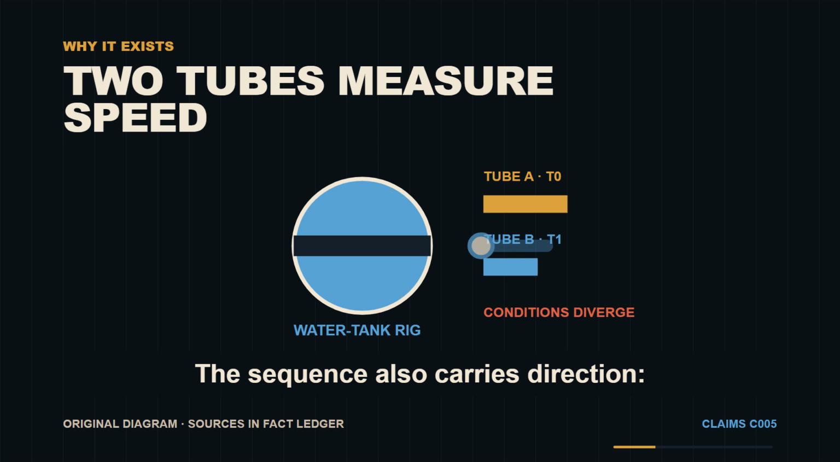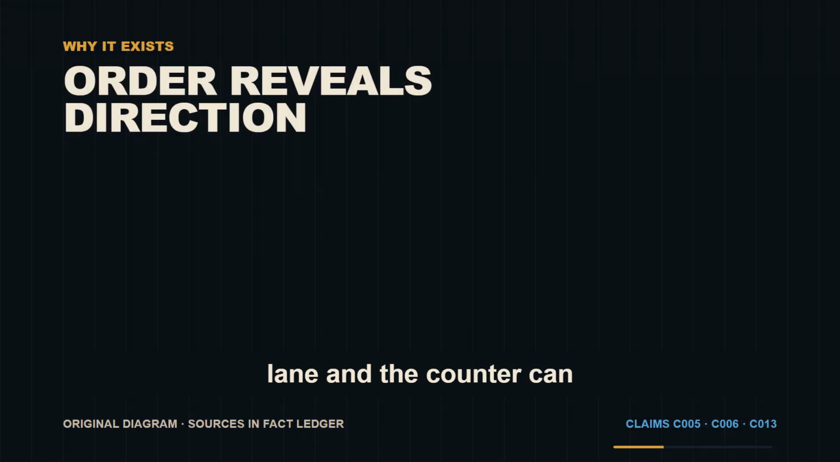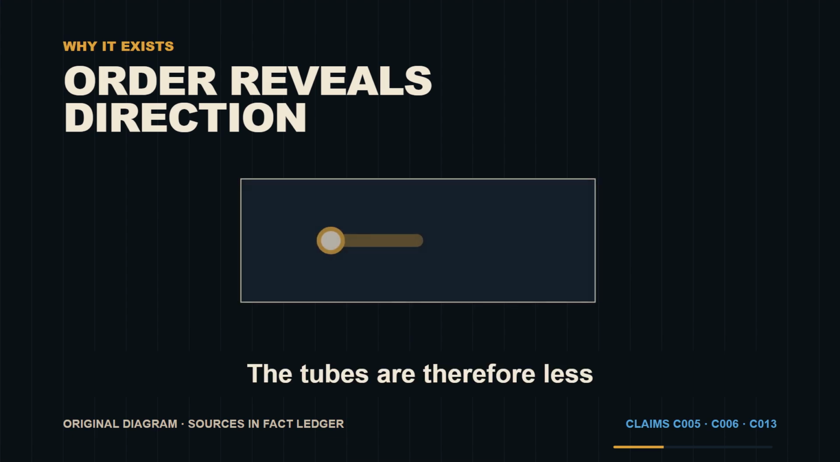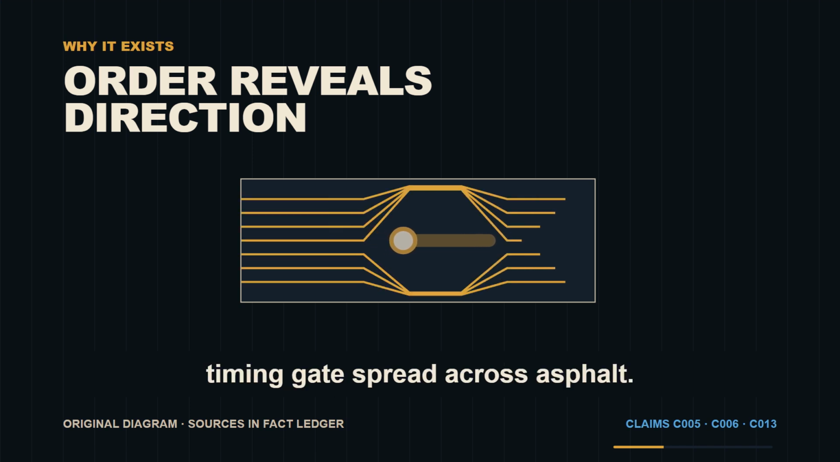The sequence also carries direction. A then B means travel one way, while B then A means the opposite. That only works when the layout isolates the lane and the counter can match corresponding axle events. The tubes are therefore less like a tripwire and more like a tiny timing gate spread across asphalt.